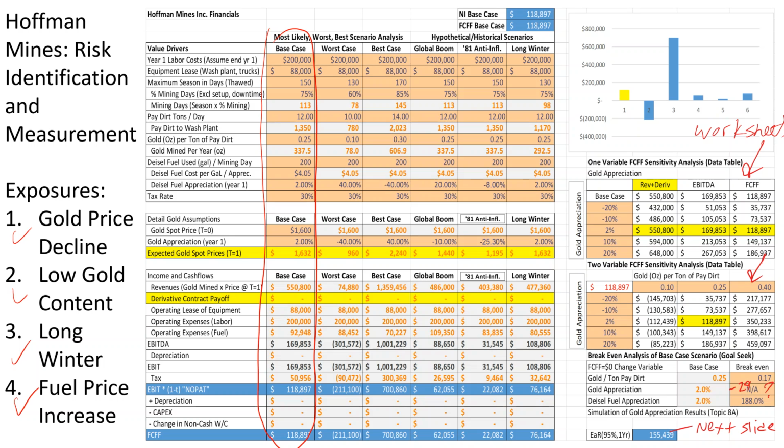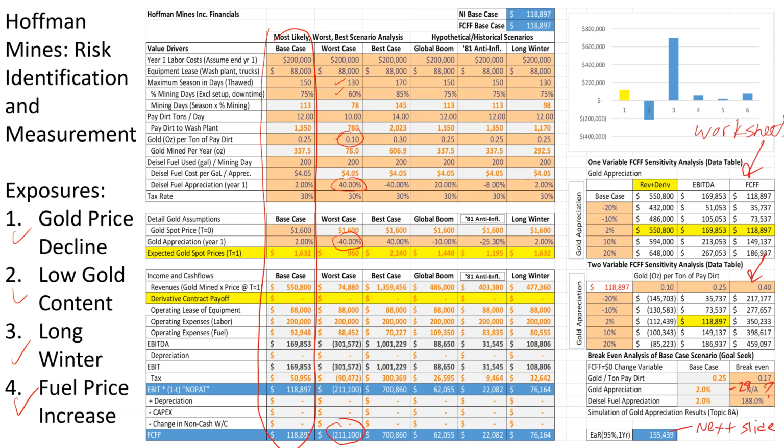So I identified these as the 4 main drivers of profitability and cash flows. So my worst case scenario is the season is shorter due to weather. They have more equipment failures, so they're operating even less days. There's less gold content in the ground, only 0.1 ounces per ton of pay dirt. Diesel fuel increases by 40%. Gold prices decrease by 40%. And then in this worst case scenario, they lose $211,000.